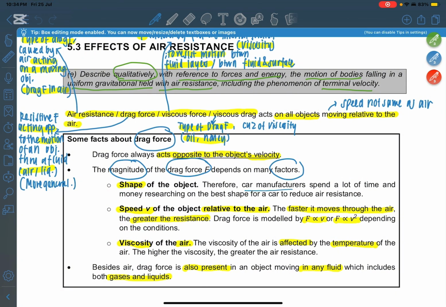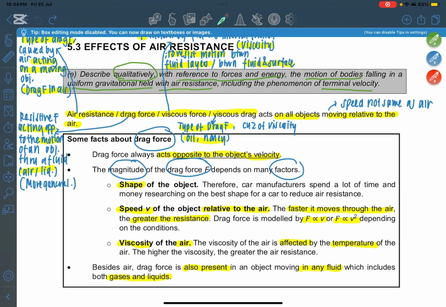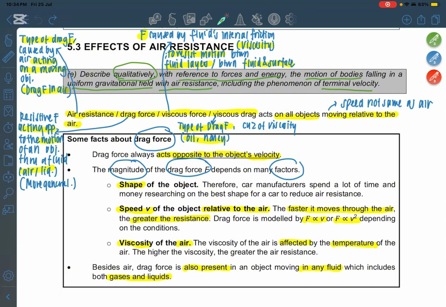Car manufacturers actually spend a lot of time and money researching the best shape for a car to reduce air resistance. The speed of the object, velocity, also affects drag force. So the faster it moves through the air, the greater the resistance. It's modeled by this, and depends on the conditions. This is for slow objects, and this is for fast objects.